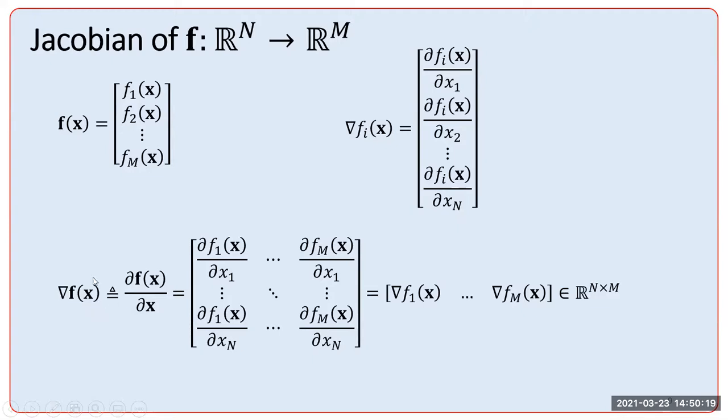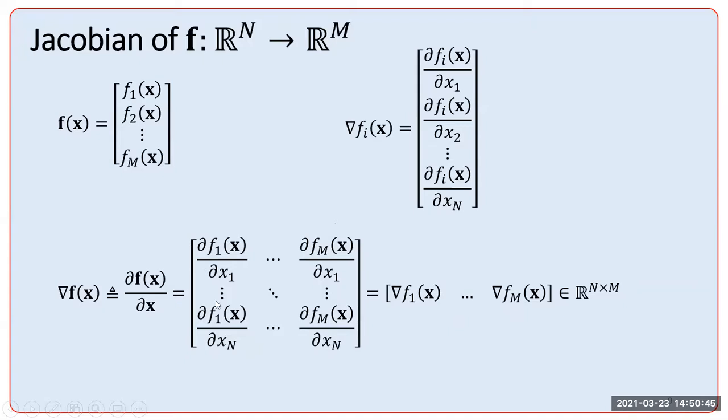Now for the vector function, the derivative of this vector function is like this. Basically, we take the gradient of f1, and that becomes one column. We take the gradient of f2, that becomes the second column, not shown here, all the way to the gradient of the last scalar function, fm. So del of that becomes the last column.